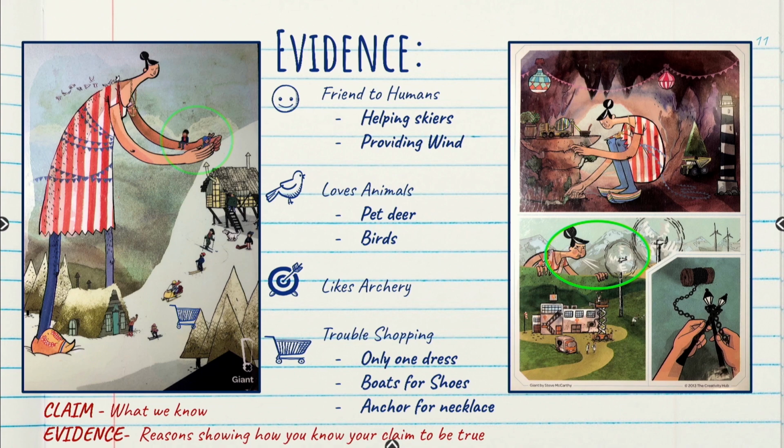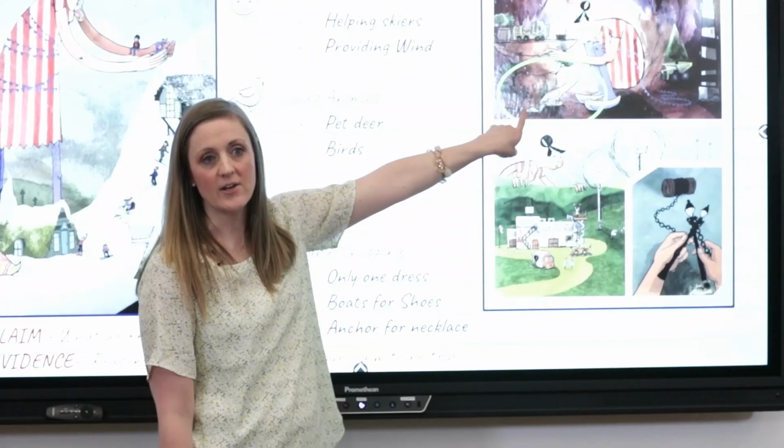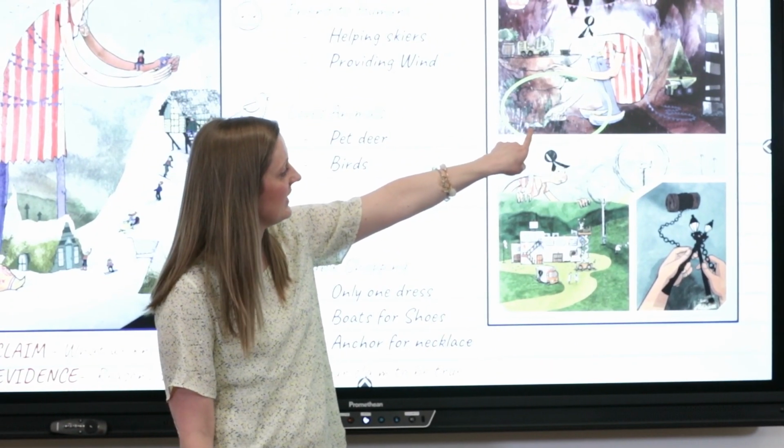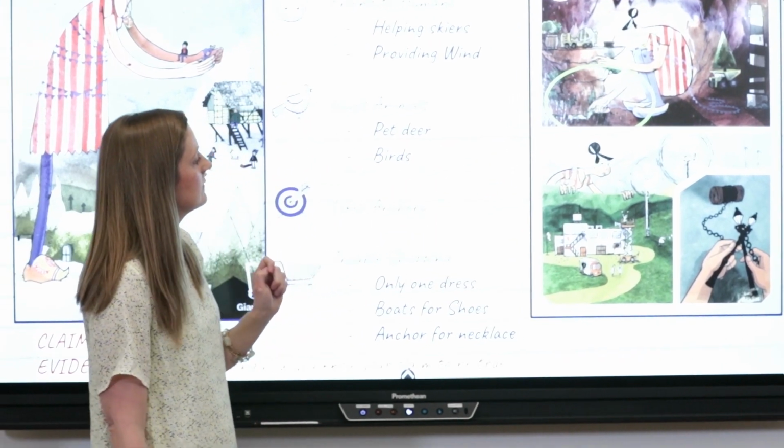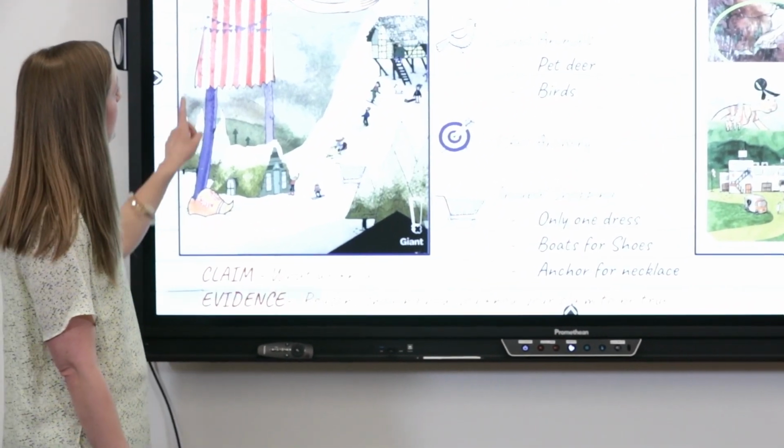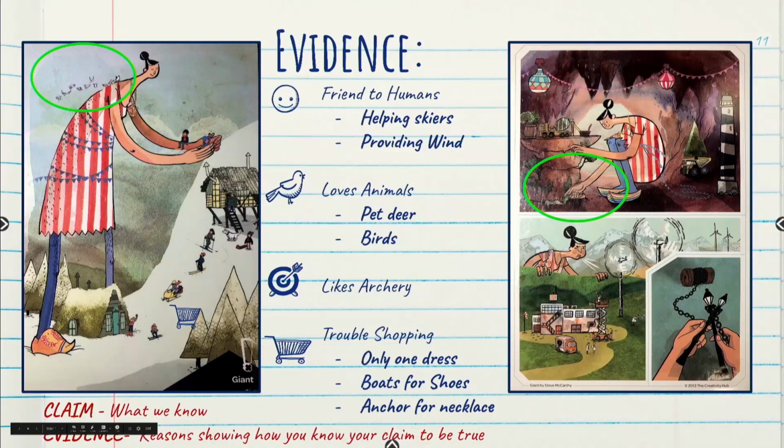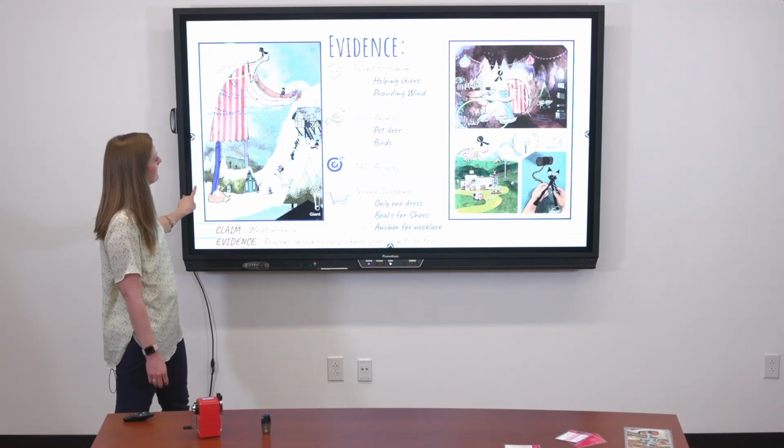My next claim is that she loves animals. And I said this because it's really small, but right here, she has a pet deer. And she's feeding it. And then up here, she's letting the birds rest on her back. So I think my evidence supports my claim that she loves animals.